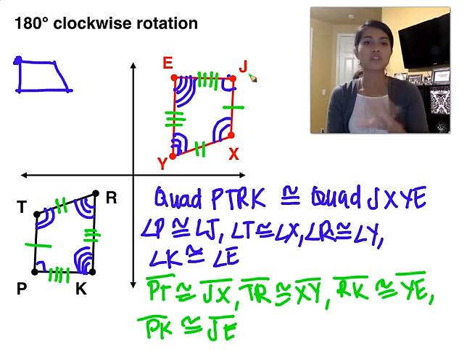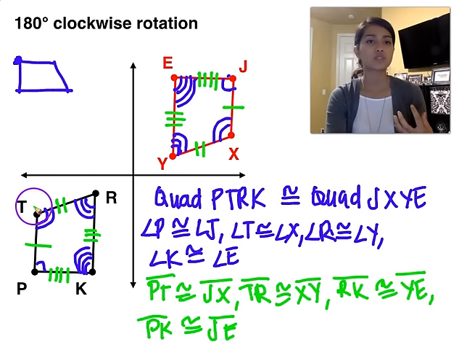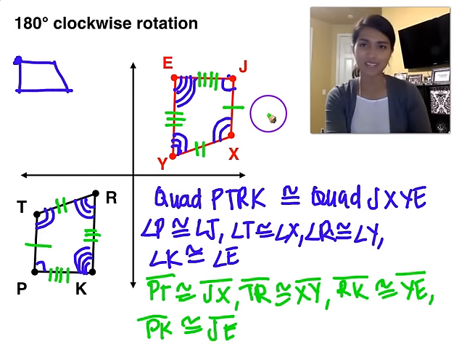So again, just a quick reminder, the tick marks look a little bit intimidating, but this is going to be a quick way for you to identify JX is congruent to TP, okay? But technically it's JX. Yeah, that sounds about right.